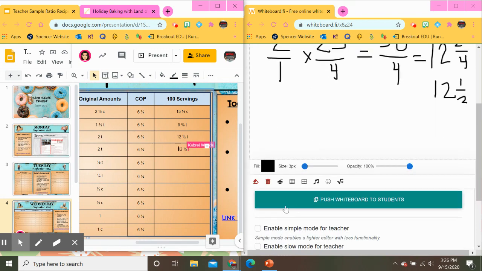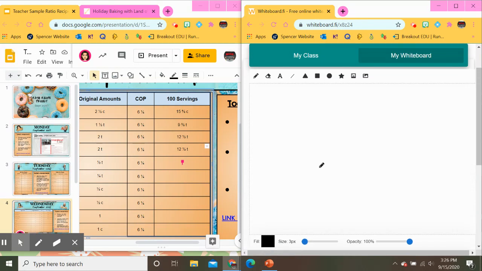And this is what you will do for all of yours. You're going to multiply that by your cup. Now, your cup may not be 6 1/4. Your cup would only be 6 1/4 if your serving size was 16. So if your serving size is different, your cup is going to be different. And don't forget, you take the 100 servings and you divide it by your original to get that cup.